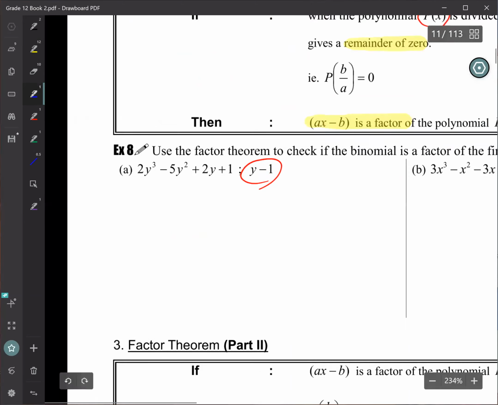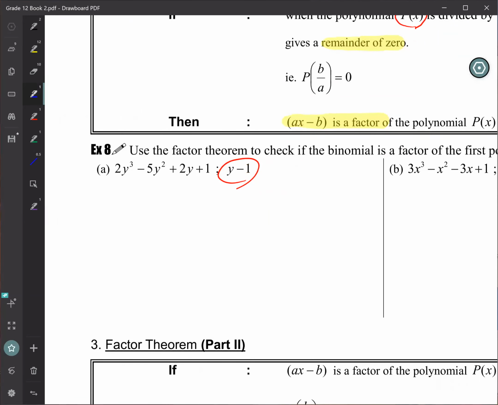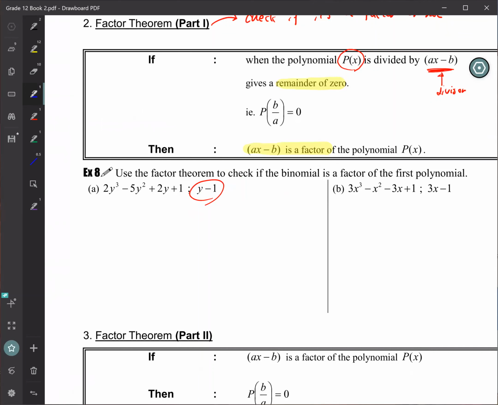So over here, use the factor theorem to check if the binomial, which means two terms, is a factor of the first one. So you just need to find the remainder, right? So we will find the remainder. For this one, it will be P of, so what number should we sub in to find remainder? Eric? 1. Yeah, we will sub in 1, okay? So even though it's a y, it doesn't matter, it's just a variable, right? So we sub in the 1 into the y.